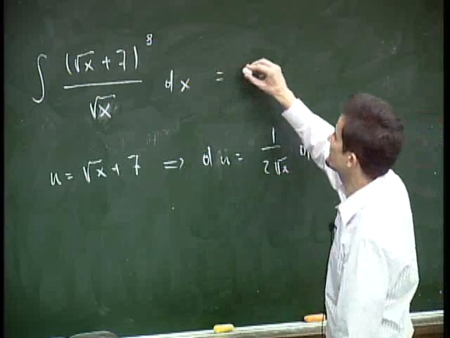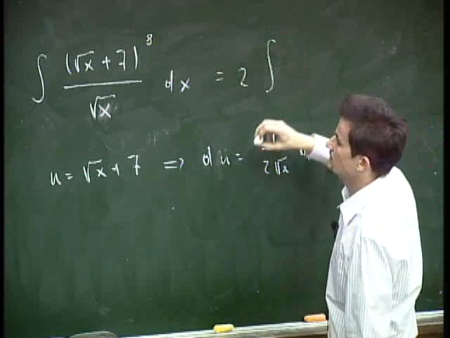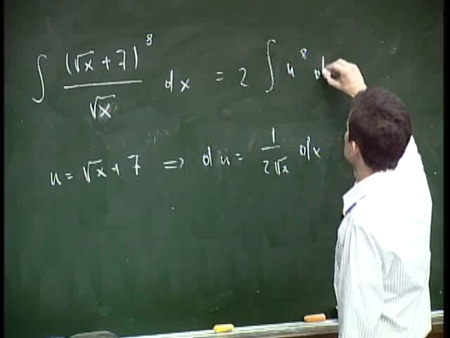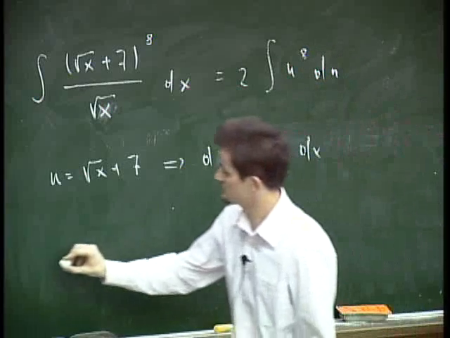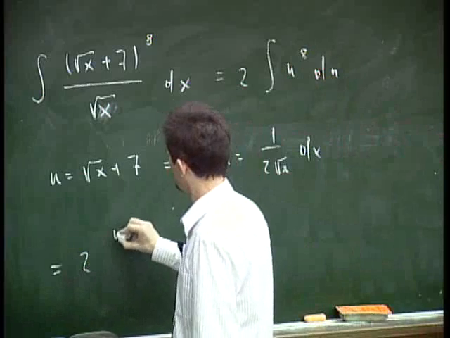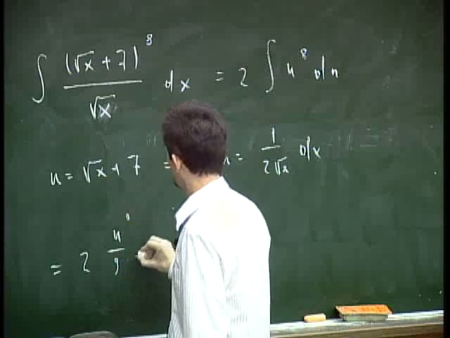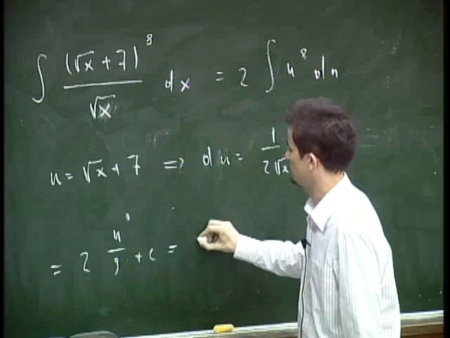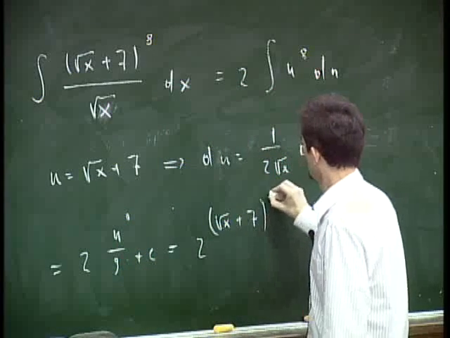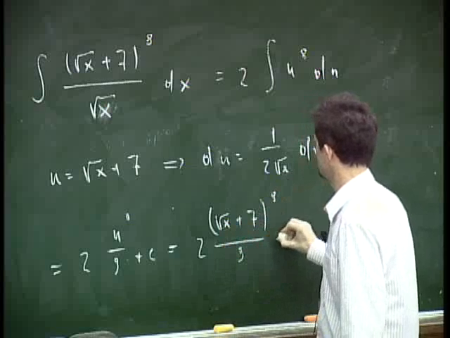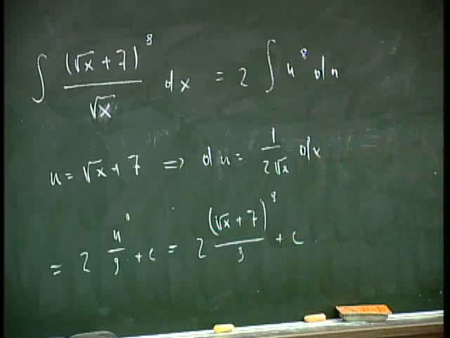Okay, so what you have is 2 times the integral of u to the 8 du. Okay, and then this will give you 2 times u to the 9 over 9 plus a constant, and if you replace this again by the substitution, then you get this solution here. Okay, so you see this is much easier than expanding.